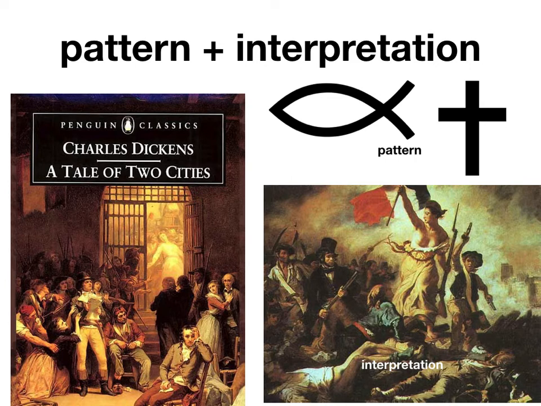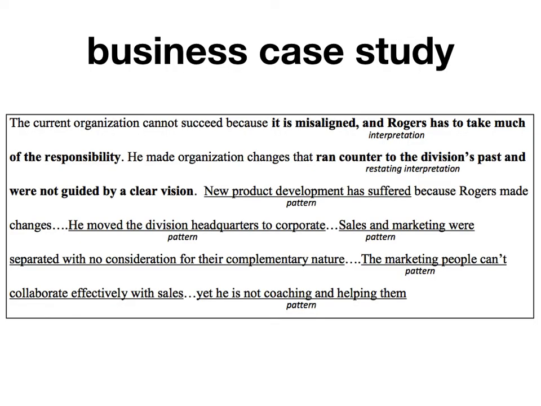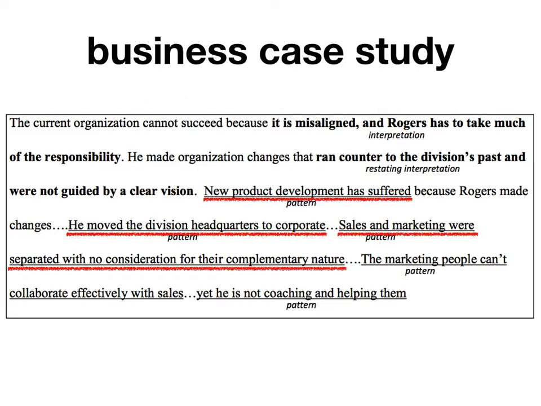For instance, take this excerpt from a business case study. The part bolded is the interpretation, the part underlined is the pattern. Notice how we have a very different type of evidence than what you saw in Tale of Two Cities. Instead of examples from a book, the evidence is description of the business decisions and culture that Rogers has created. New product development has suffered. He moved division headquarters to corporate. Sales and marketing were separated with no consideration for their complementary nature.